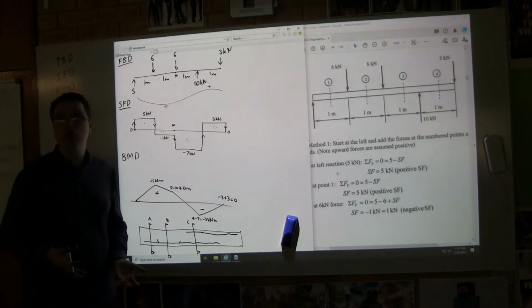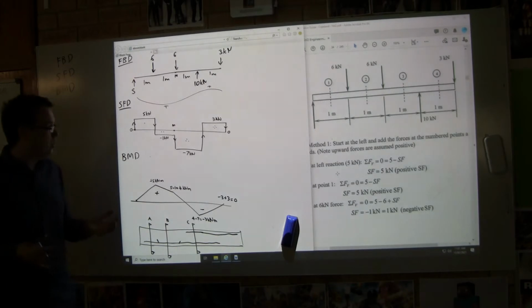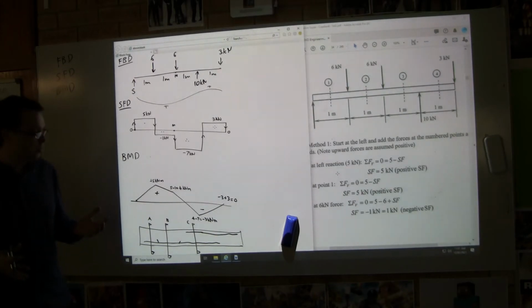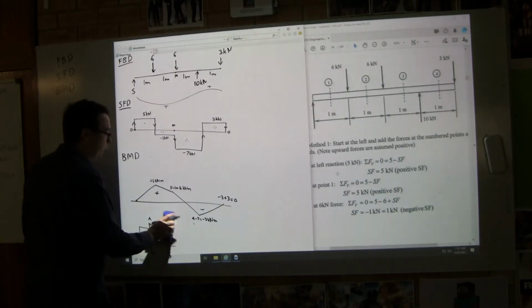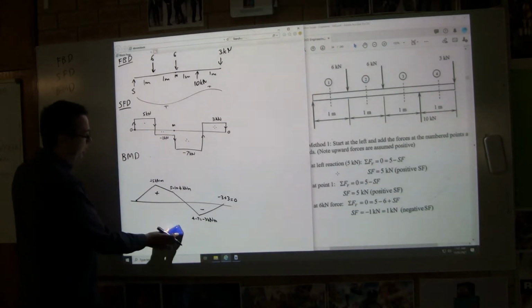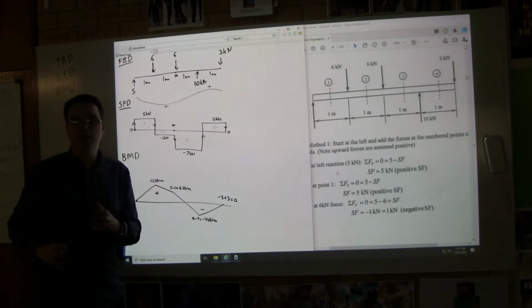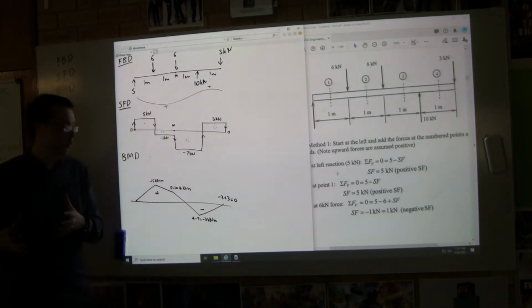Now that we know why we draw bending moment diagrams, we're going to start doing some examples. The last thing I'm going to do, just before we move along, is we're going to prove, again, that we can find the bending force at any location.